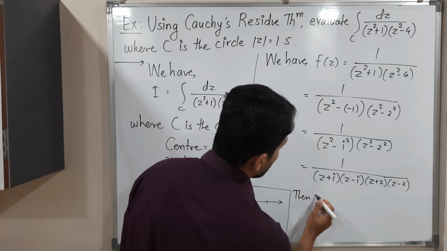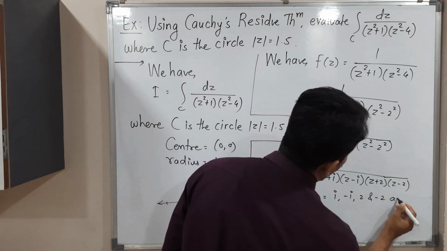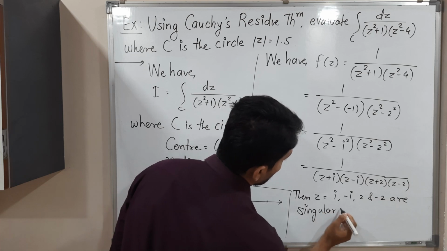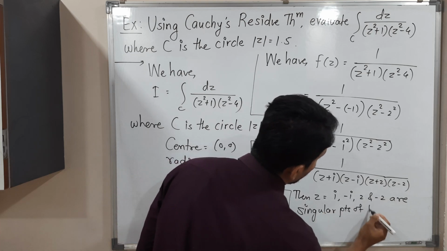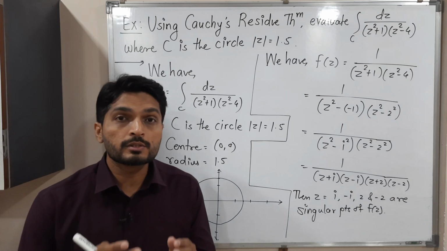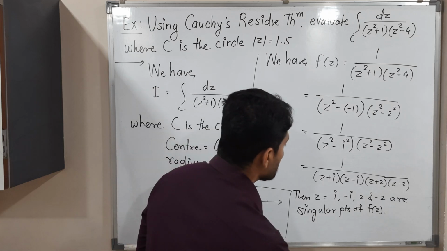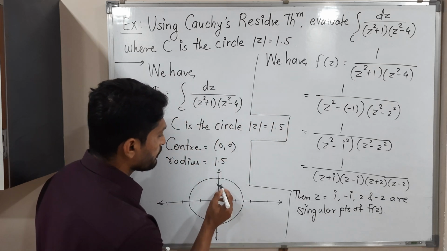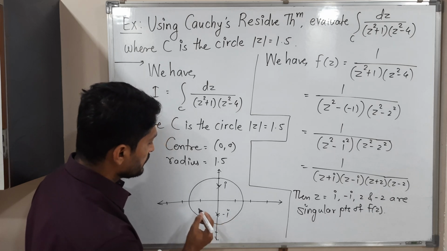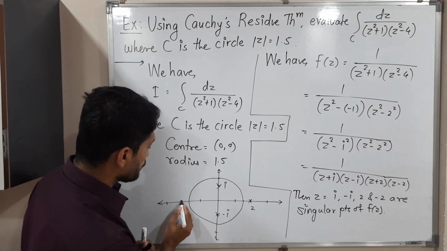Then z is equal to i, minus i, 2 and minus 2 are singular points of f of z. So the next question is, are those points lying inside or outside the circle? Let us find. z is equal to i is here, minus i is here, 2 is here, and minus 2 is here.